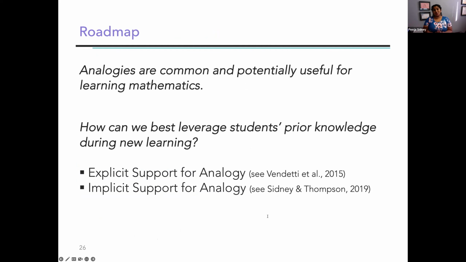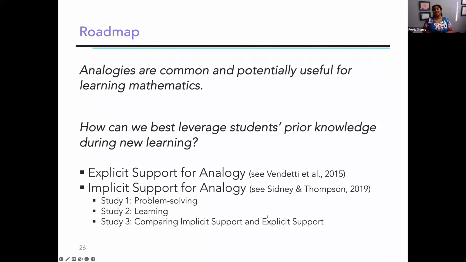And I'd like to show you what this looks like by sharing some evidence from 3 studies. The first study is about problem solving. The second study is activating before a learning situation. And then the third study compares implicit support to explicit support directly.